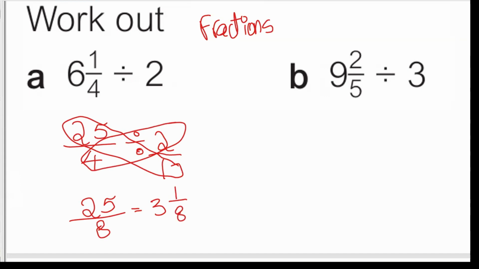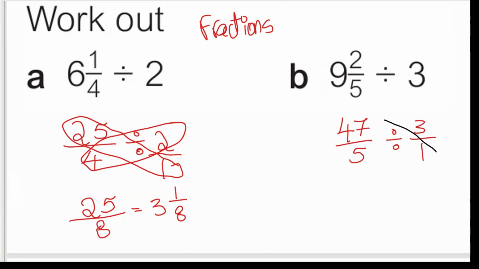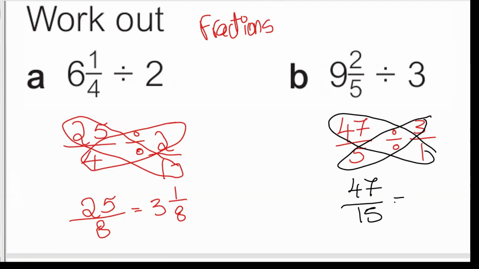One more time. 9 times 5 is 45. 45 plus 2 is 47 over 5. Divided by 3 over 1. Let's do it. So we have 1 times 47. 3 times 5, which is 15. Please, please, please do not forget to turn it into a mixed number. So it's 3, 2 over 15.